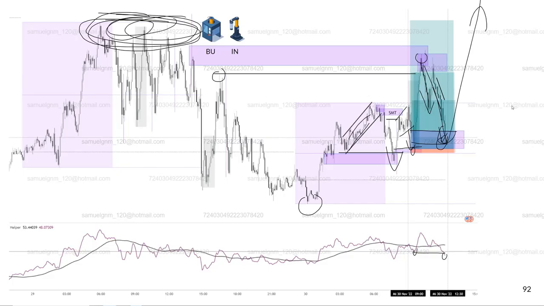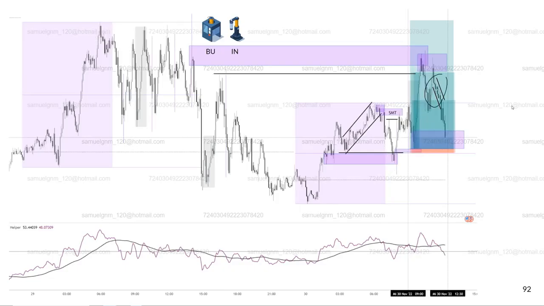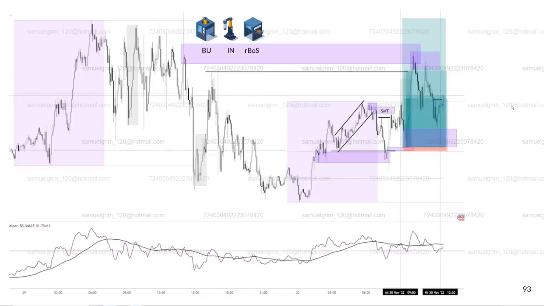But now for this simplicity cycle, right? We just have the build-up and the inducement, right? There's no other stages. So we have to wait, right? For what? Relevant break of structure. So right, this thing now, this build-up into inducement, tapped into our mitigation point, right, into our point of interest.